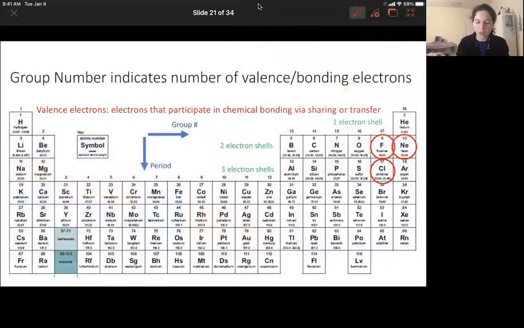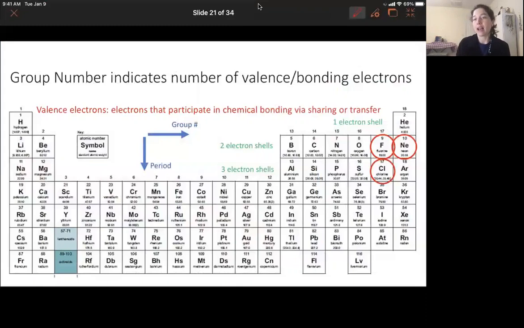Okay. So what are valence electrons? Valence electrons are electrons that participate in chemical bonding, being sharing or transfer. So they transfer electrons to other atoms, or they might pull in electrons from other atoms, or they might share them equally with another atom in order to create a chemical bond of some type. These valence electrons are typically electrons that are in the outermost shell of an atom.